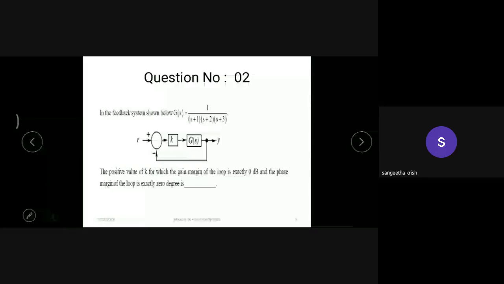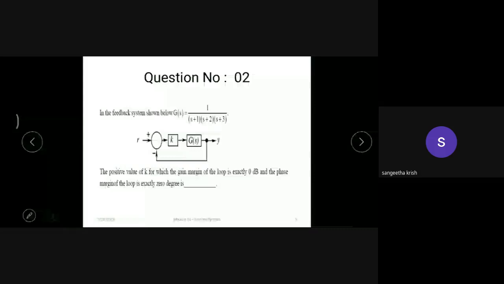Once again, I'll repeat this. They give an open loop transfer function. They're asking the value of k. That value we should find out when the phase margin is 0 degree and the gain margin is 0 dB. While satisfying these conditions, what is the value of k? That's what they are asking. For any system, if the gain margin is 0 dB and the phase margin is 0, that system should be a marginally stable system.